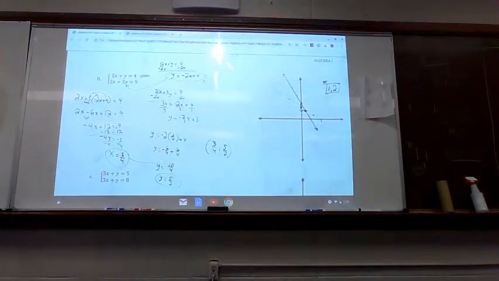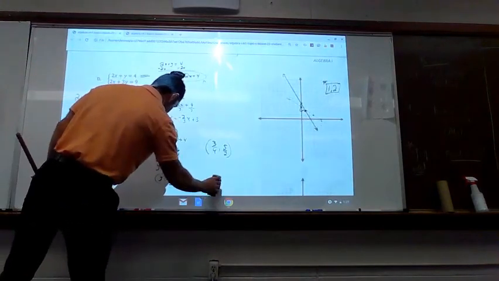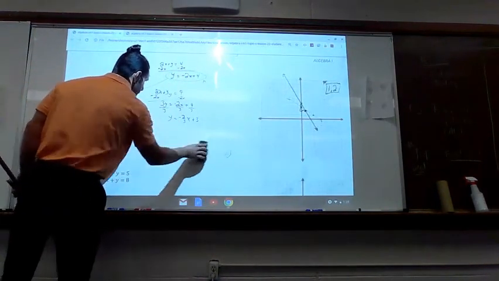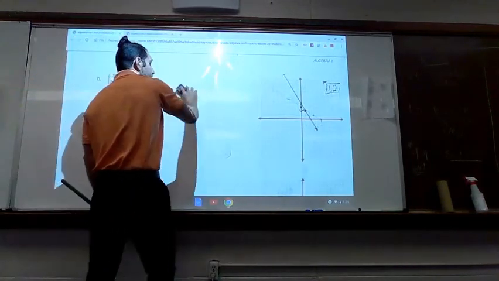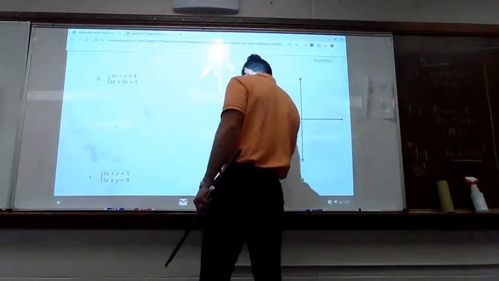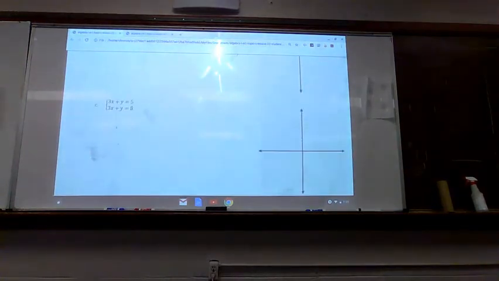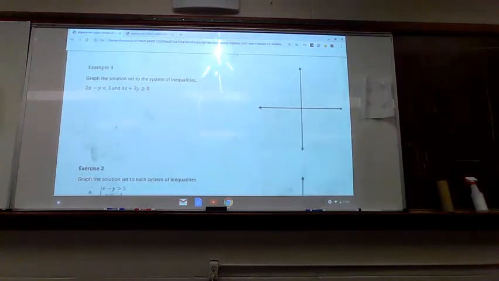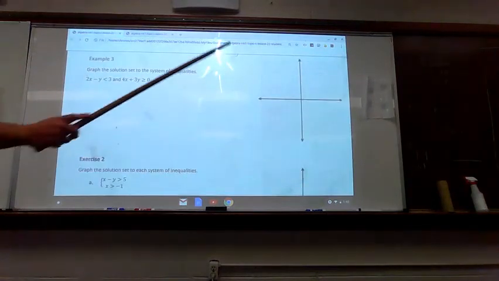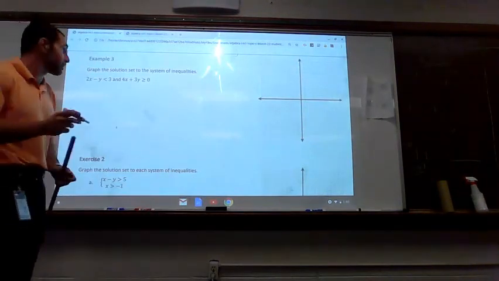So, unfortunately, that's just solving equations. And that's already a long time. When we solve inequalities, the only way to solve an inequality is to graph it. The only way to solve a system of inequalities is to graph it, which means get it into slope-intercept form.